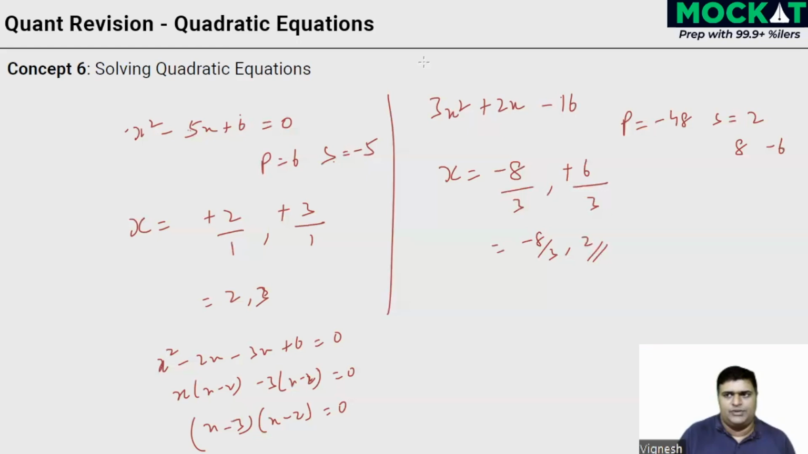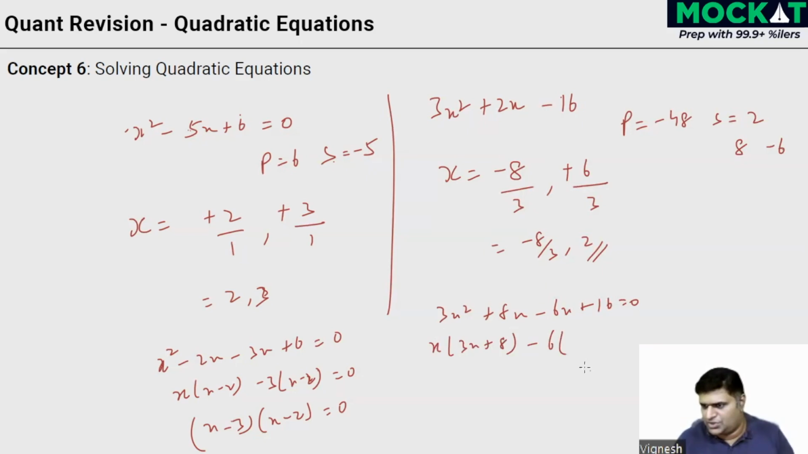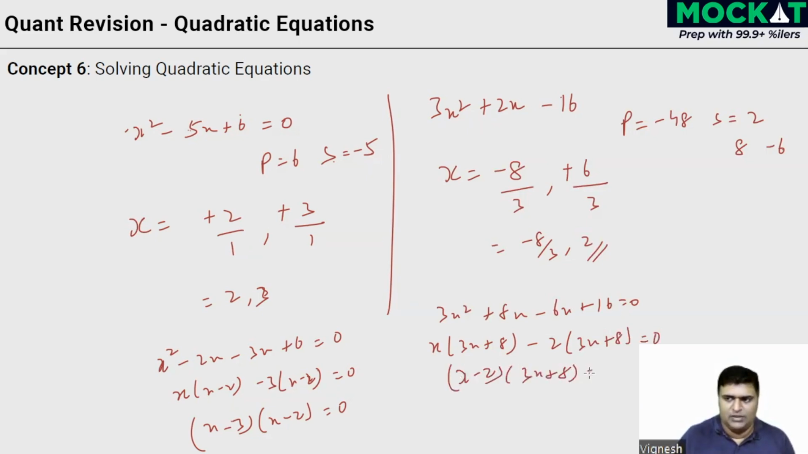So if you wanted to do it the other way, it would have been 3x square, you split it up, plus 8x minus 6x minus 16 equals 0. Take x common, 3x plus 8, and then a minus 6, minus 2 common, and you get 3x plus 8 equals 0. And x minus 2 into 3x plus 8. A lot of steps over here to get to 2 and minus 8 by 3, right? Which is what we got here.